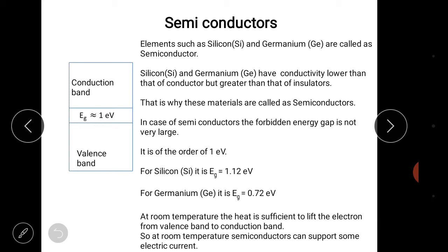In case of semiconductors, the forbidden energy gap is not very large, as shown in the energy band diagram of semiconductors. It is of the order of 1 electron volt. For silicon, it is 1.12 electron volt, and for germanium, it is 0.72 electron volt. At room temperature, the heat is sufficient to lift the electron from the valence band to the conduction band. So at room temperature, semiconductors can support some electric current.